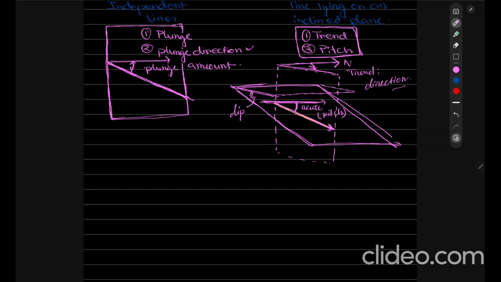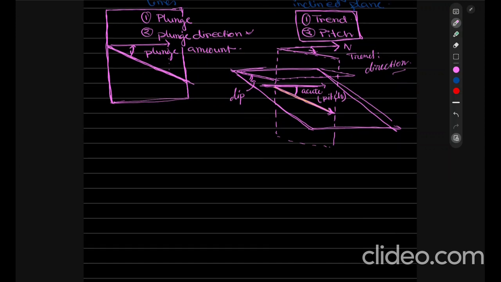But if I construct a perpendicular plane that containing this line, and then if I calculate the angle between any horizontal line on this perpendicular plane and this desired line, the angle between these two will be called as a plunge. So in case of vertical plane, the plunge and the pitch will be equal, and the trend is the direction with respect to the north. How can we calculate? If we want to calculate the direction, the trend of any line, we are going to construct a plane that containing the line, and the angle with the north of this plane is called the trend.